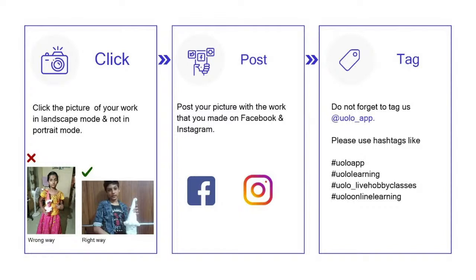Just a tiny reminder, your submission looks a lot better if you click a photo in landscape mode rather than portrait mode. Do not forget to tag us at Uolo_app.